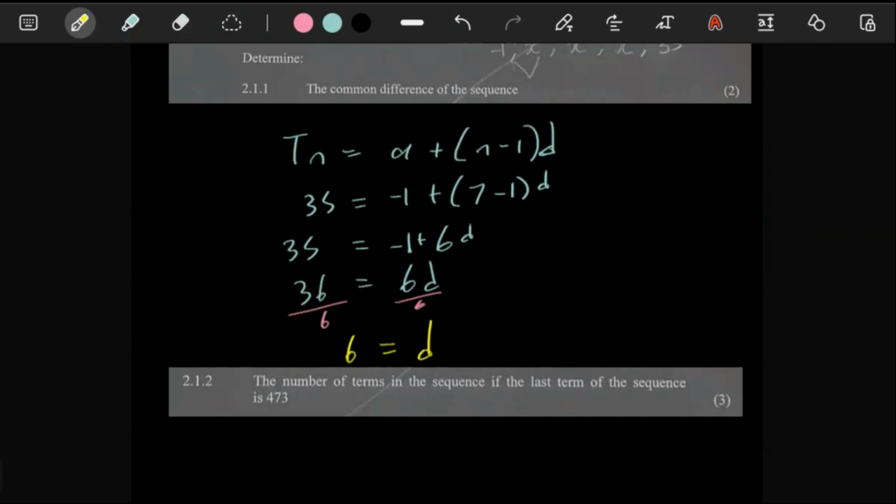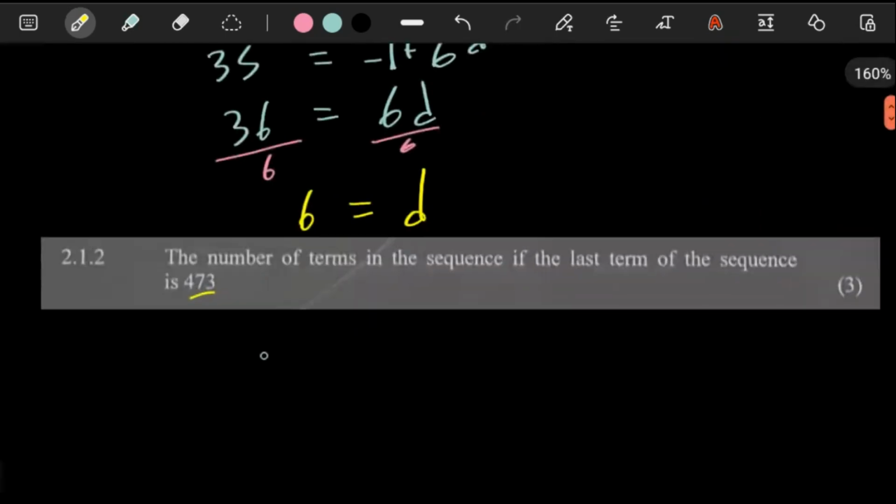The next one out of 3, it says the number of terms in a sequence. We should determine the number of terms in a sequence if the last term is 473. So there is a formula here. Tn is equal to na, and then I think it's... snap, what's that formula again? I'm forgetting.